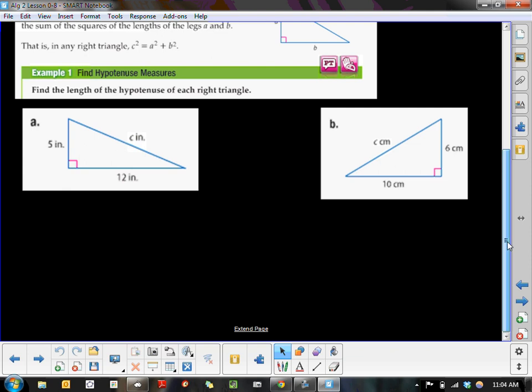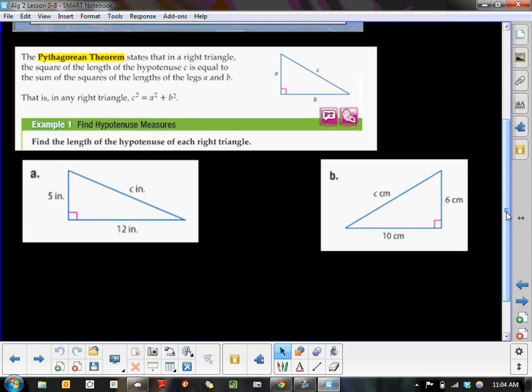So in the first right triangle in question A, what we're missing is the hypotenuse. If you ever have trouble locating the hypotenuse versus the leg, remember the hypotenuse is always the longest side and it's always opposite, or directly across from, your right angle. So we have our Pythagorean theorem that we're going to use to help us find the hypotenuse. We know that the hypotenuse squared has to equal the sum of the legs squared.